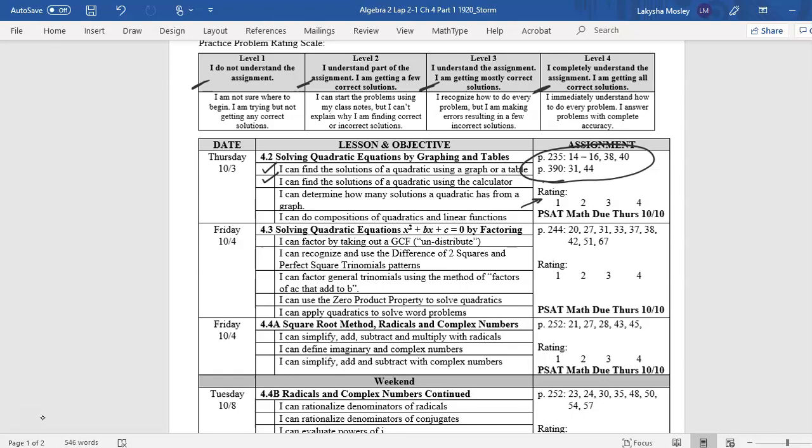Level 3 would be, I understand the assignment, I can get mostly correct solutions. I feel like a lot of us are here at level 3. I have plenty of successful people at level 4, and then I have people that fall kind of in between 2 and 3. So again, get to level 3 understanding. If you're at level 4, you should feel comfortable and not be stressed and ready for the test. And again, do this throughout the remainder of the year.